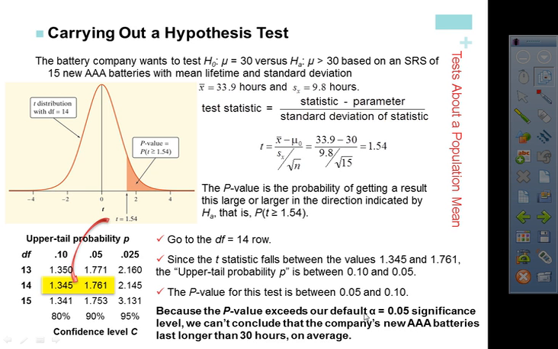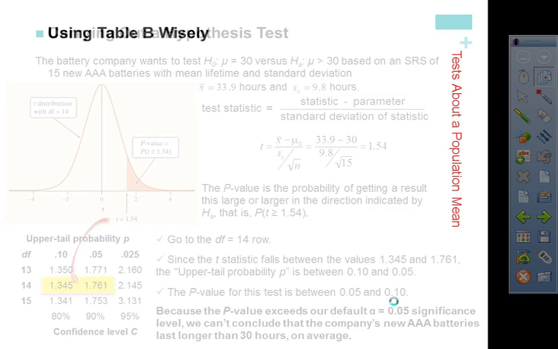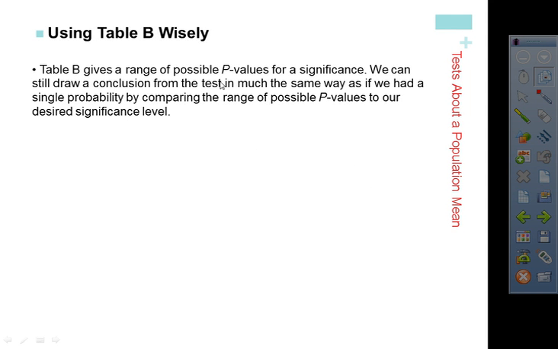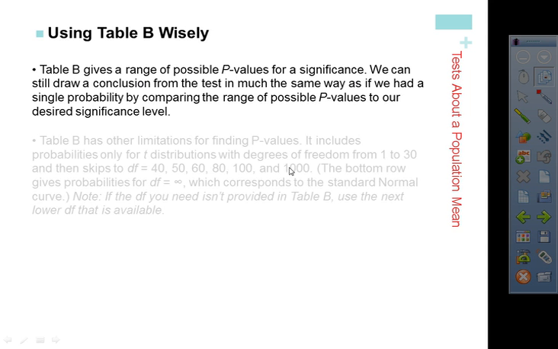Because the p-value exceeds the default of 0.05 significance level, we conclude that the company's new AAA batteries last longer than 30 hours on average. Does not. We can't conclude. There we go. It does not last longer than 30 hours on average. So remember, they tell you to use table B wisely using the chart. It gives a range of p-values for significance. We can, like I said, still draw a conclusion from the test in much the same way. We just don't have the exact p-value.